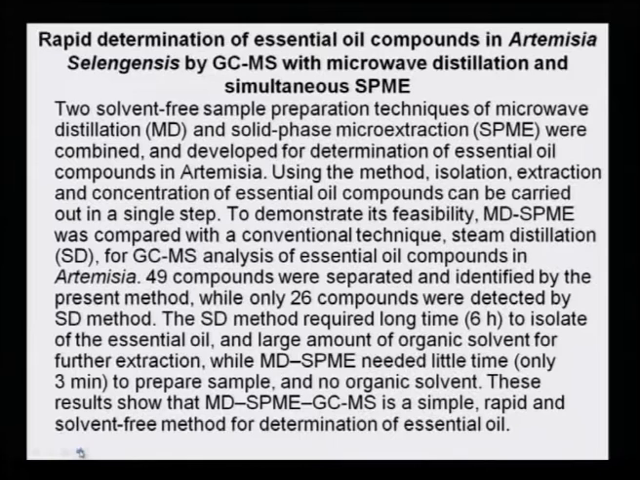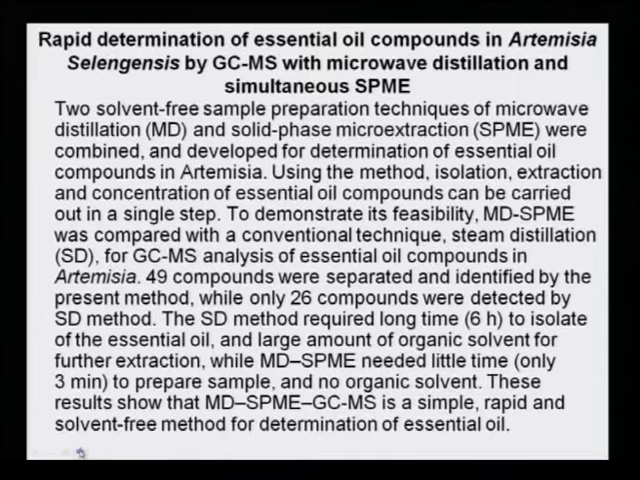Similarly, when very rapid determination of essential compounds in Artemisia saligenesis by GCMS had to be carried out, microwave distillation and simultaneous solid phase microwave extraction was carried out.